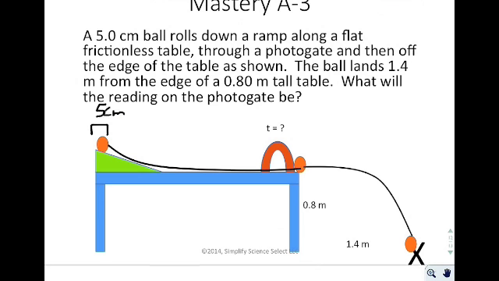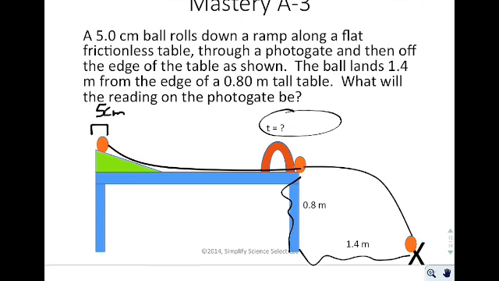A ball rolls down a ramp along a flat frictionless table through a photo gate and then off the edge of the table as shown below. The ball lands 1.4 meters from the edge of the table. The height of the table is 0.8 meters. What will be the reading on the photo gate? So we want to know what this time will be.